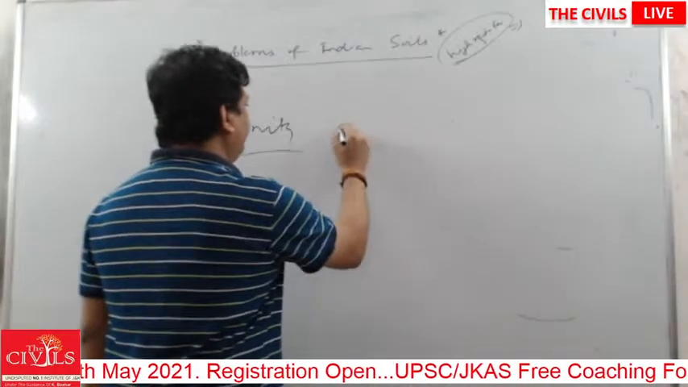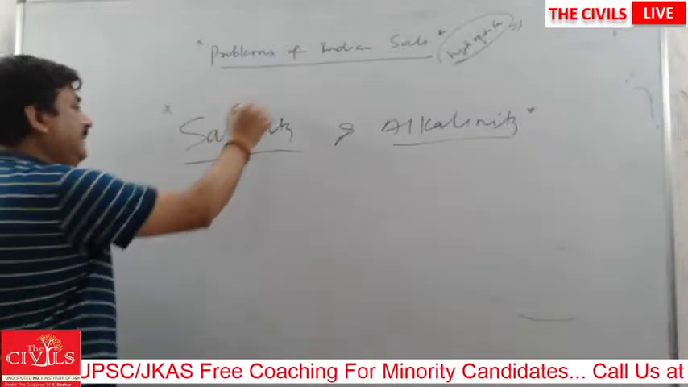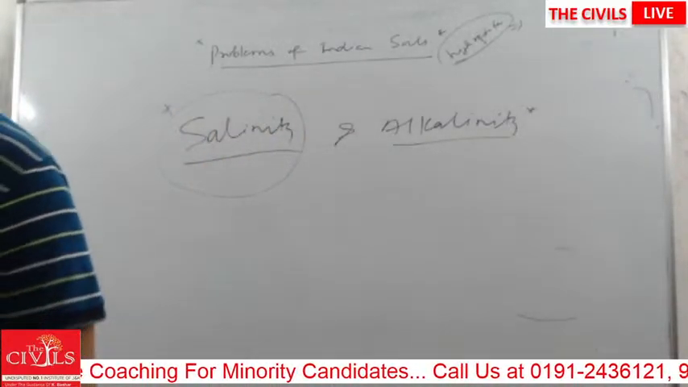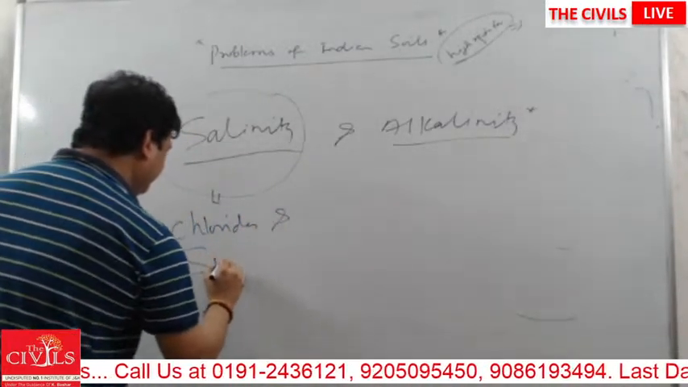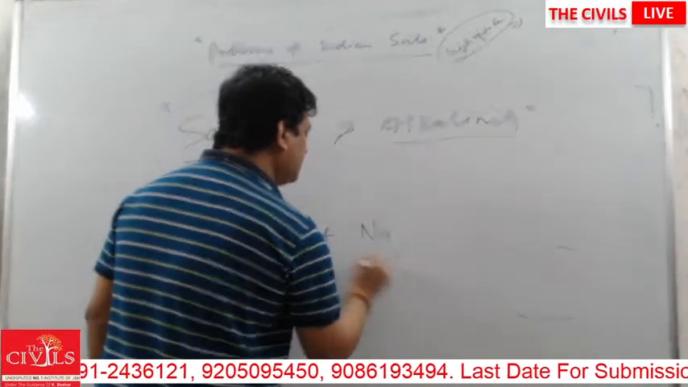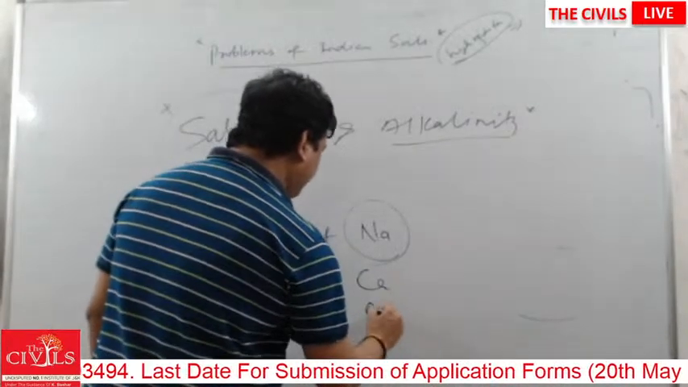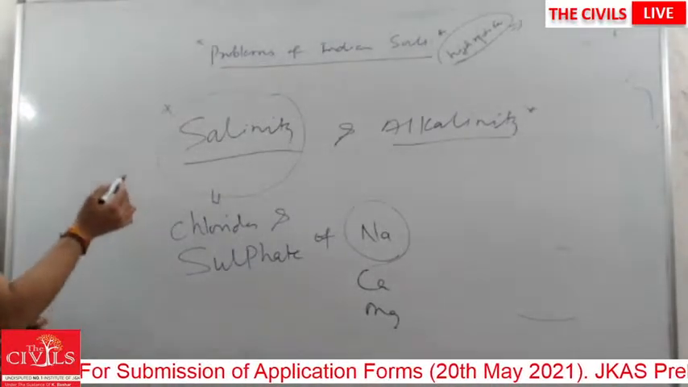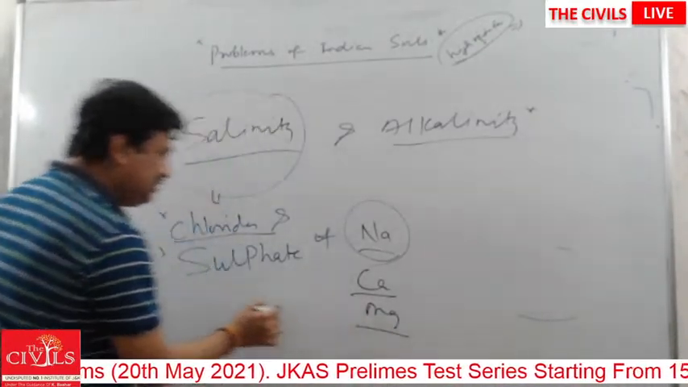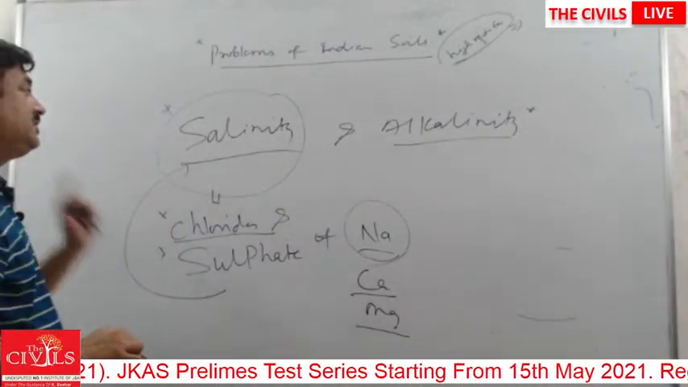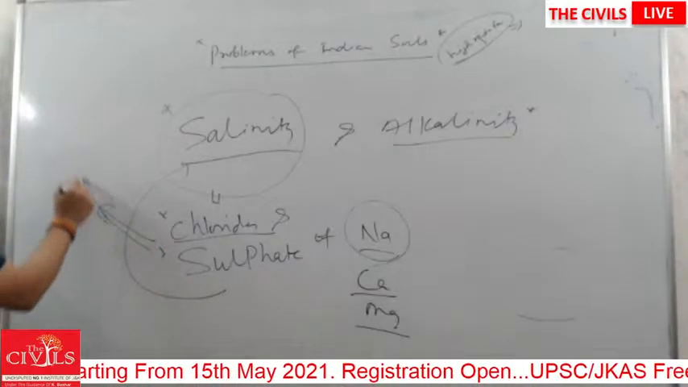Salinity and alkalinity are also one of the major problems of Indian soil. Salinity means when the amount of chlorides and sulfates of sodium, calcium and magnesium increases in soil, such soil is called saline soil. And the increase in the content of these salts makes the soil unfit.